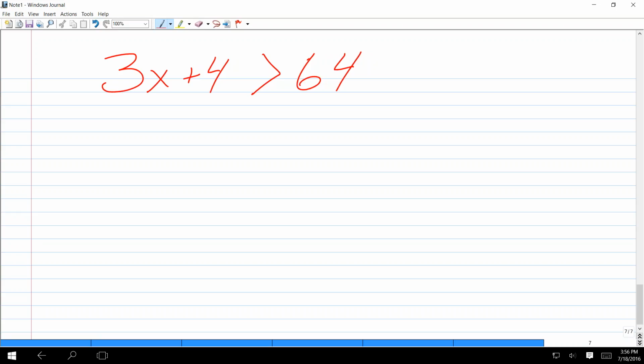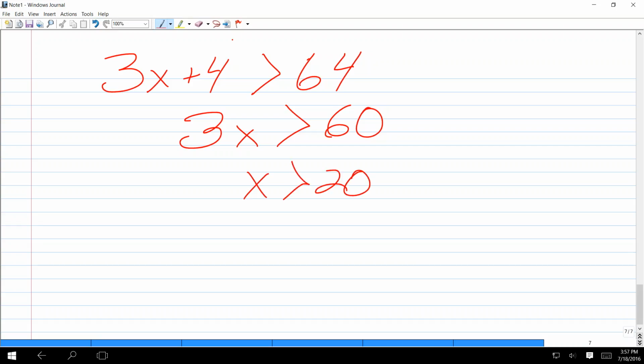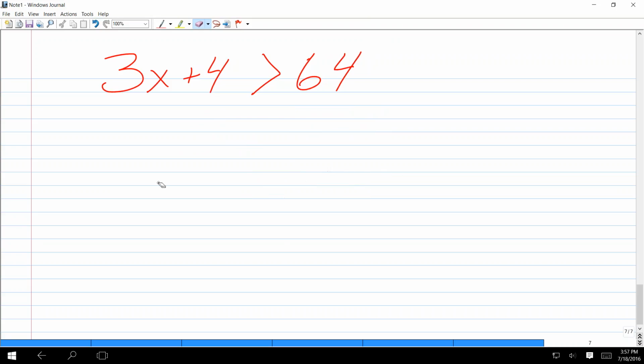What's the next line? 3x is greater than 60. Divide by 3. So you get x is greater than 20. Change the problem to that. Now solve it. So it remains the same: negative 3x is greater than 60. However, when you divide by 3, it becomes x is less than 20.